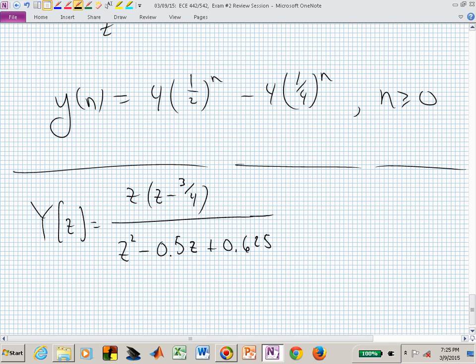Is this enough information to find a unique little y of n? What else do you need if you want to find a unique y of n? You need the region of convergence, don't you? Suppose I tell you that the magnitude of z is bigger than the square root of 0.625.